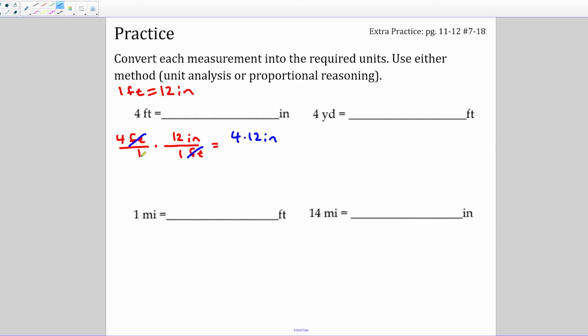And since we're dividing by 1 times 1, I'm just going to not write that denominator over here, and we're left with 4 times 12 inches, which is the same as 48 inches. Try out the next 2 examples on your own by pausing the video and then unpause to check your work.